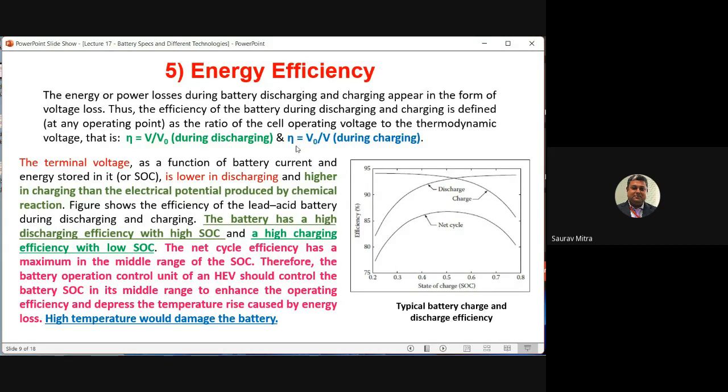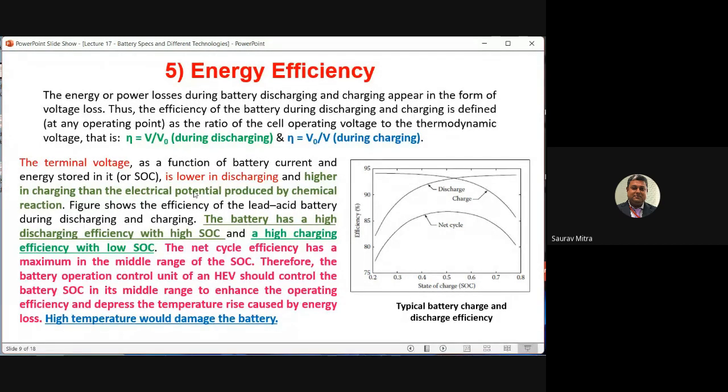And eta, that is efficiency for charging, is how much voltage is getting stored at the battery. So what is the battery voltage divided by how much is the connected voltage at the battery input. So these are the two definitions. Read and understand, then it will be easier.